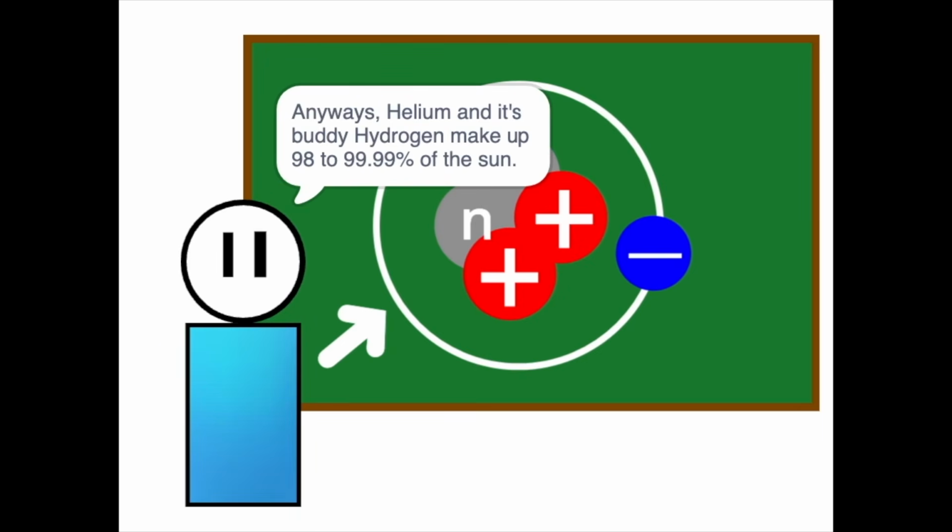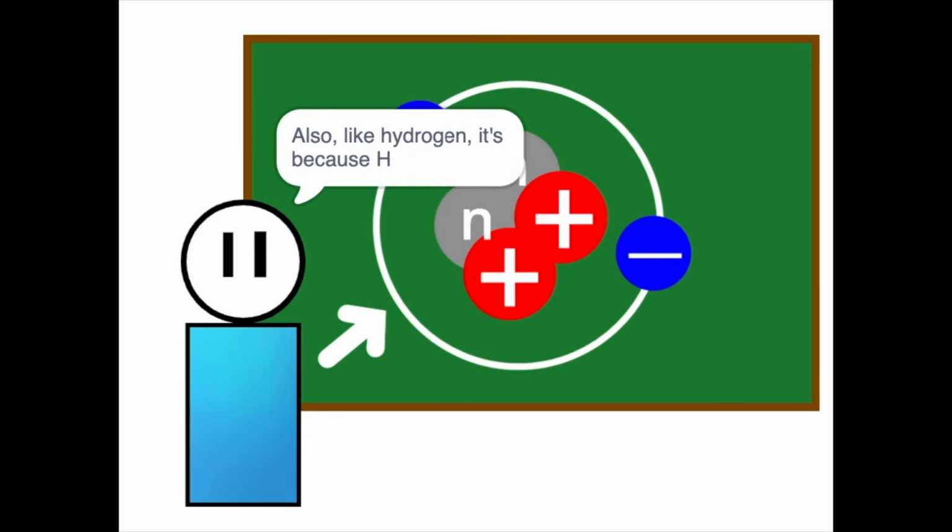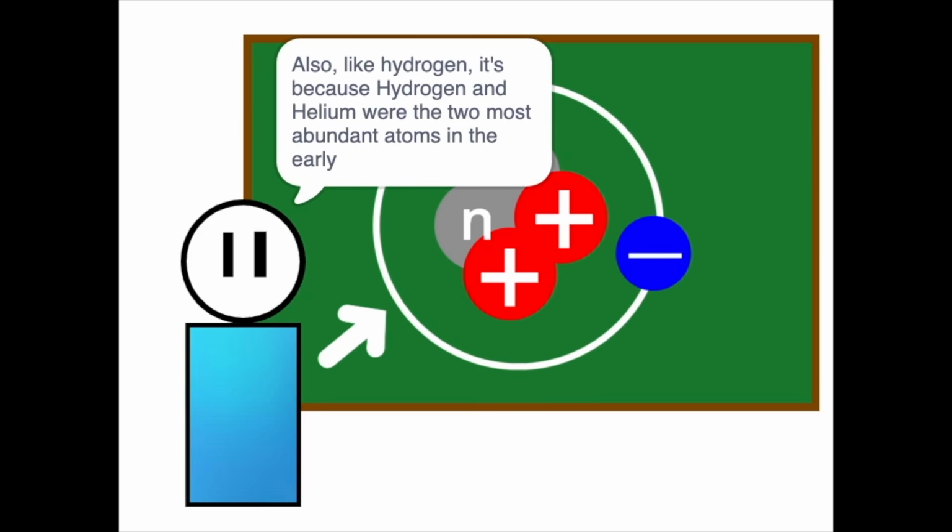Anyways, helium and its buddy hydrogen make up 98 to 99.99% of the Sun. Also, like hydrogen, it's because hydrogen and helium were the 2 most abundant atoms in the early universe.